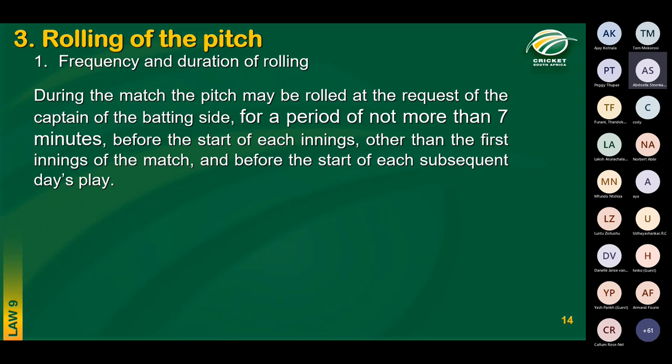Usually at international and provincial grounds, you'll find that there is more than one roller available. At many international and provincial grounds, you'll find three rollers available: a big roller, a medium-sized roller, and then a small roller, which is usually a hand roller. So they'll push it by hand. That's the small roller.